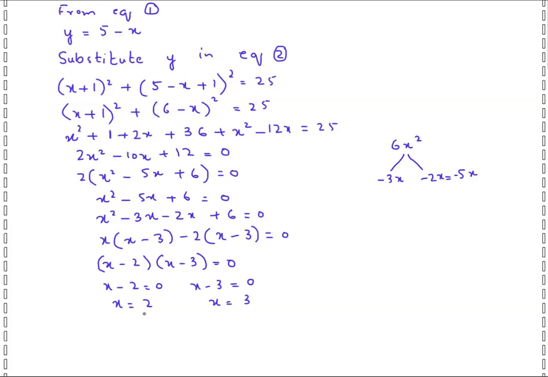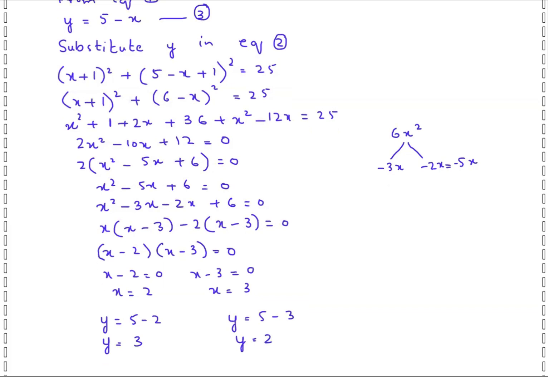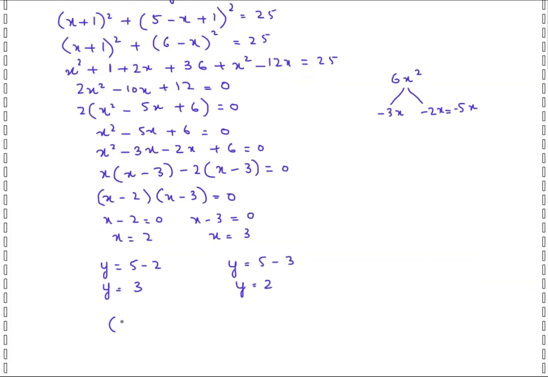Now we'll substitute these values of x in equation 3. So y is equal to 5 minus 2, y is equal to 3, y is equal to 5 minus 3, which is equal to 2. So we have coordinates 2, 3 and 3, 2. When x is 2, y is 3. When x is 3, y is 2.